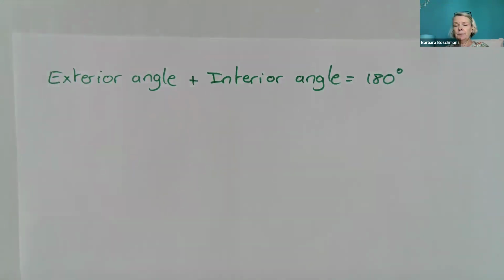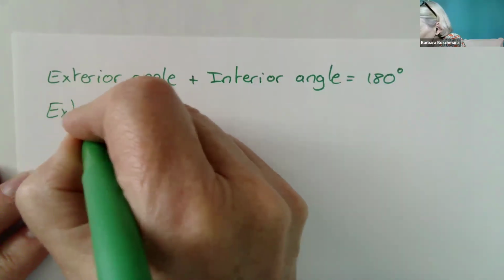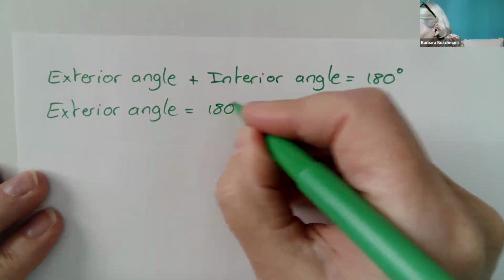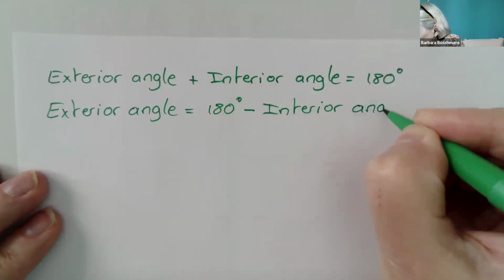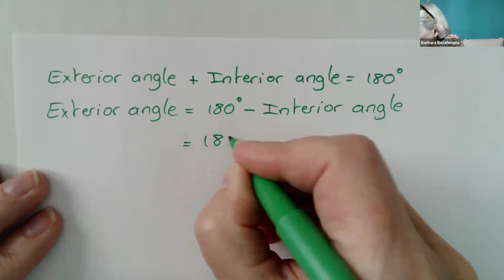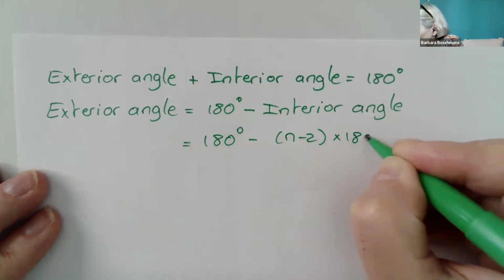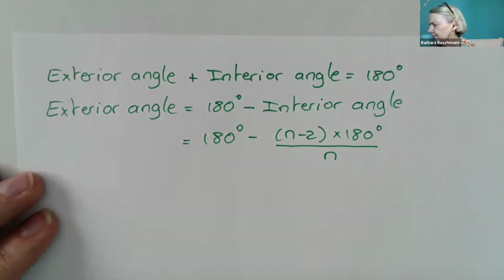Now we just said the sum of the interior angles was n minus 2 times 180. If all interior angles are the same, I can divide that by n to get one of them. So that exterior angle is going to be 180 degrees minus the interior angle, which is 180 degrees minus the sum, n minus 2 times 180. I only want one of them, so I'm going to divide it by n. That would give me one of them.